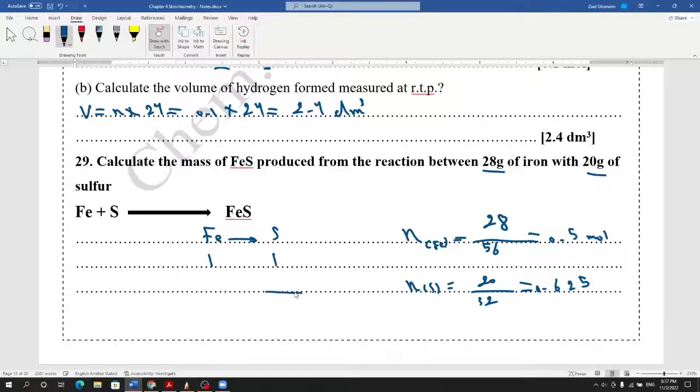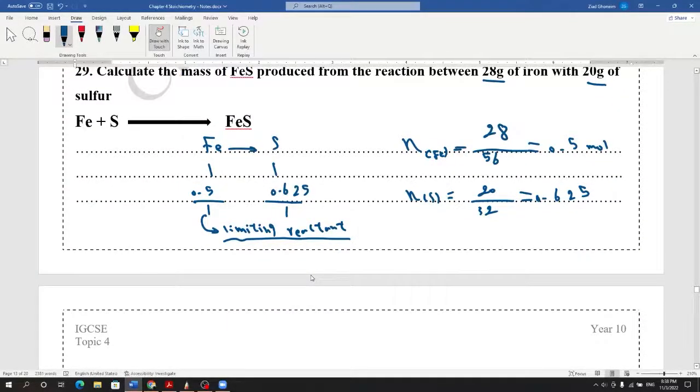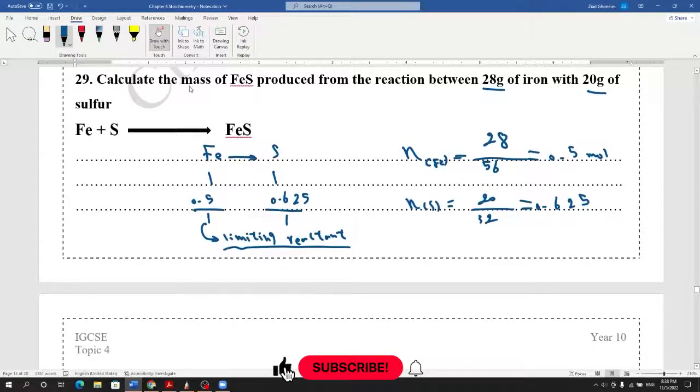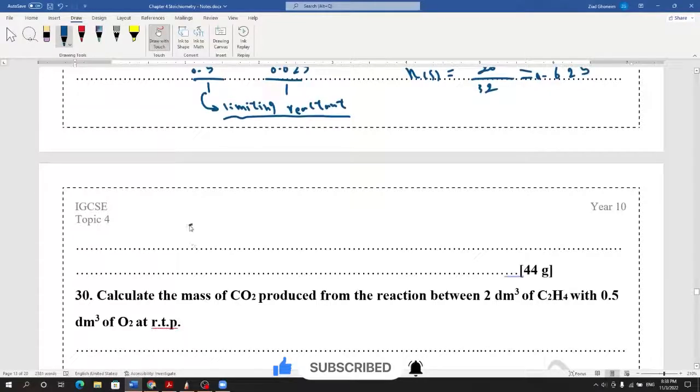0.625. Now the next step is to divide the number of moles we've just gotten by the coefficient. Now we have 0.5 for iron divided by 1 and 0.625 divided by 1. That tells us that iron is the limiting reactant because 0.5 is less than 0.625, right? Okay, now that we know the limiting reactant, we can use that information to calculate the mass of iron sulfide that's required in the question.